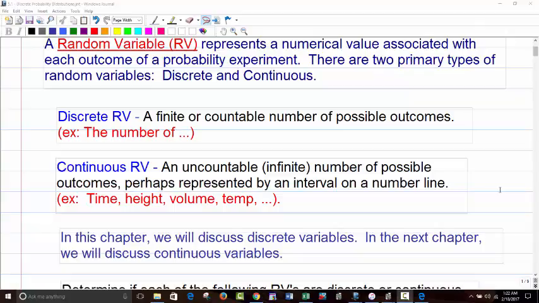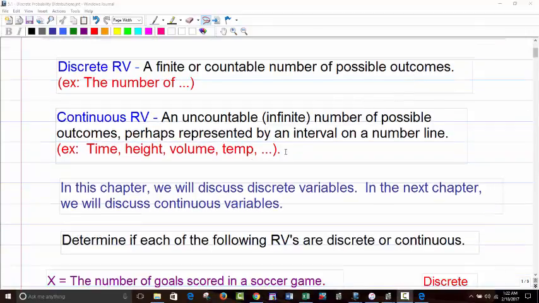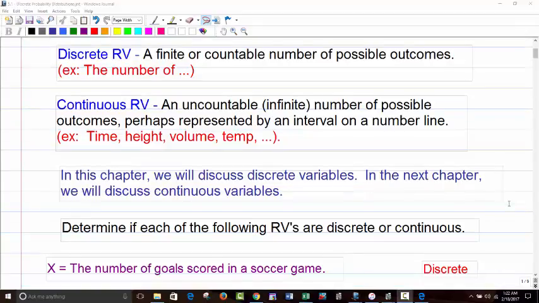Okay, so let's just look at some examples here. Right now, this chapter will deal with discrete variables. In the next chapter, we will show probability distributions for continuous variables. Here it's only discrete.